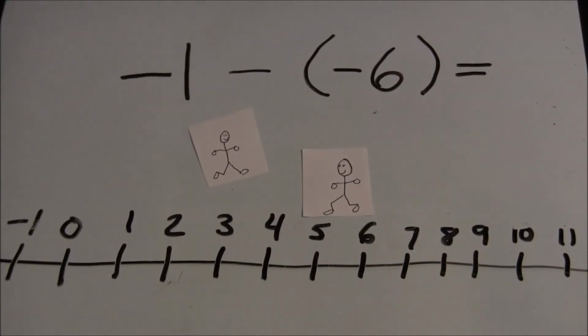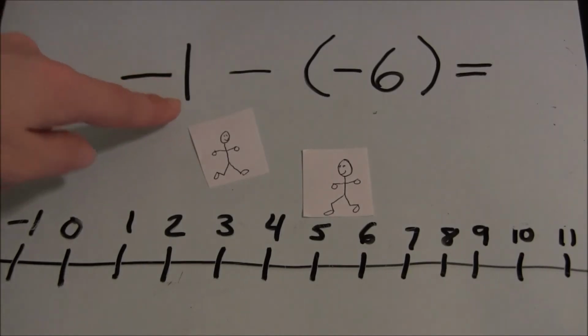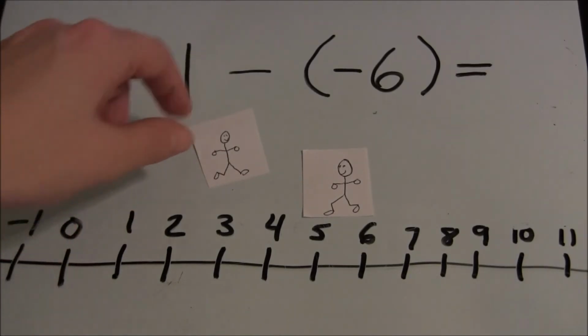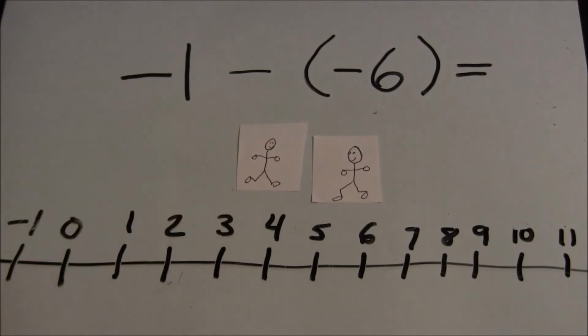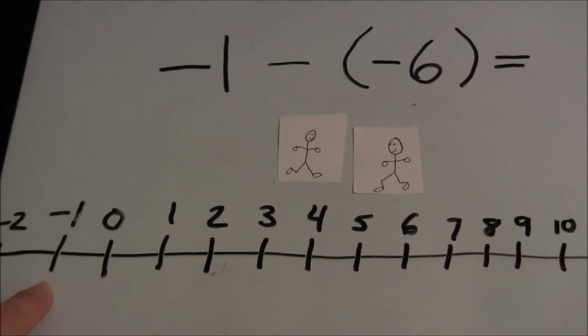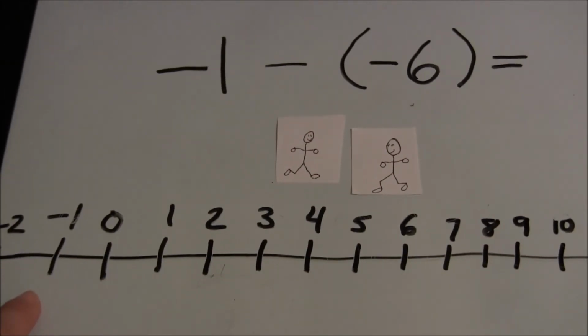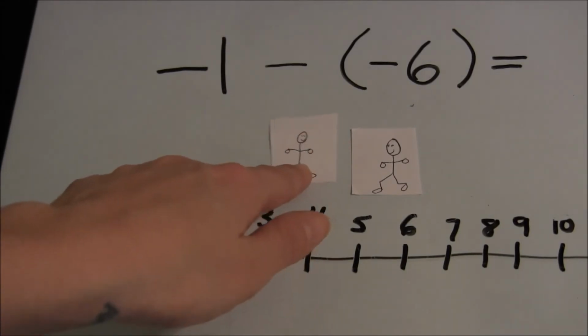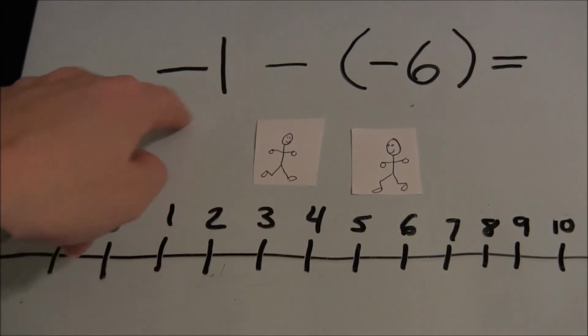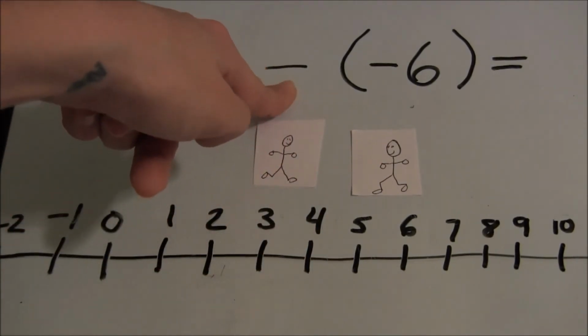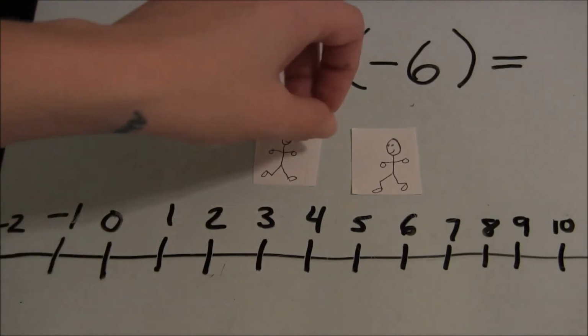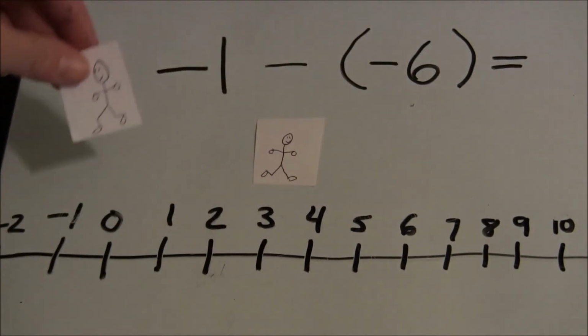Alright, time for our final equation. So again, this number tells us where to start. So I know that I'm going to be starting on negative 1, which is all the way down here. However, I need to know which way my man is facing. So I look towards the next sign, which is a minus sign, or a negative sign. And so that tells me that he is going to be facing towards the negative numbers.